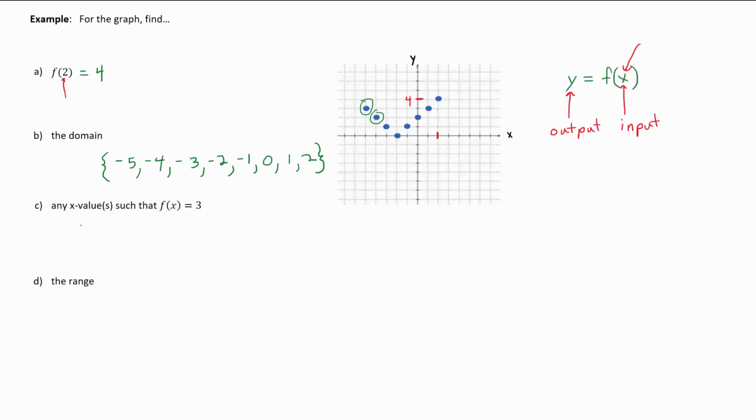Okay, for part C, we're asked to find any x value or values, I put the s in parentheses, such that f of x is equal to 3. So here we're going the other way around. We're given an output value of 3, a height value of 3. And we want to find any input values that correspond with a height value of 3. Since this function's a finite set of ordered pairs, this is equivalent just to finding all the ordered pairs that have a second coordinate of 3 and then listing their first coordinate values.